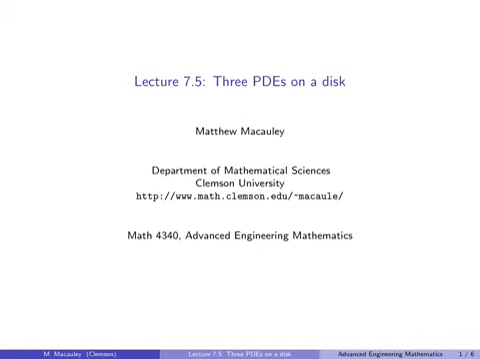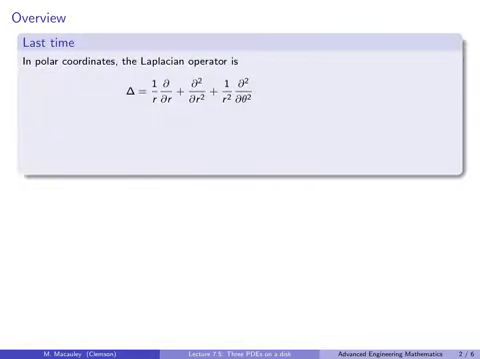Welcome to Lecture 7.5, PDEs on a disk. Last time, we saw that in polar coordinates, the Laplacian operator is no longer the sum of the second derivatives. Instead, it's more complicated. It's 1 over r d/dr plus d squared/dr squared plus 1 over r squared d squared/d theta squared. So that's why we call it with this delta instead of del squared. Here's a slightly simpler way to write it if you prefer.